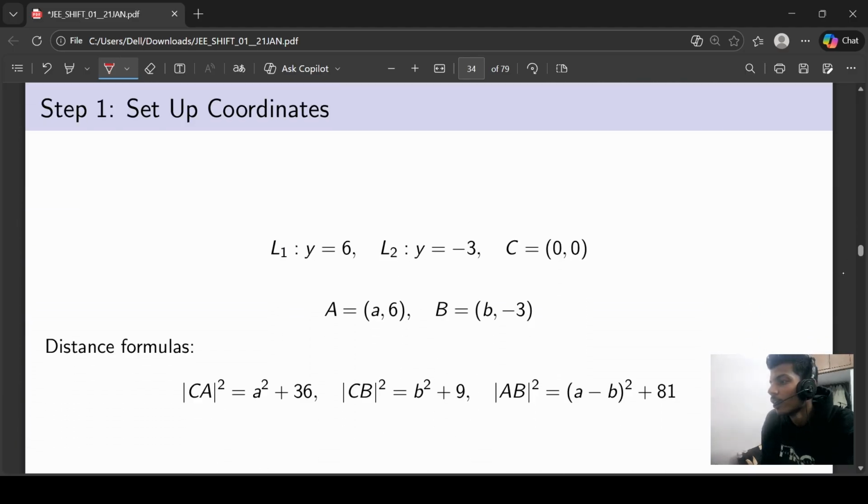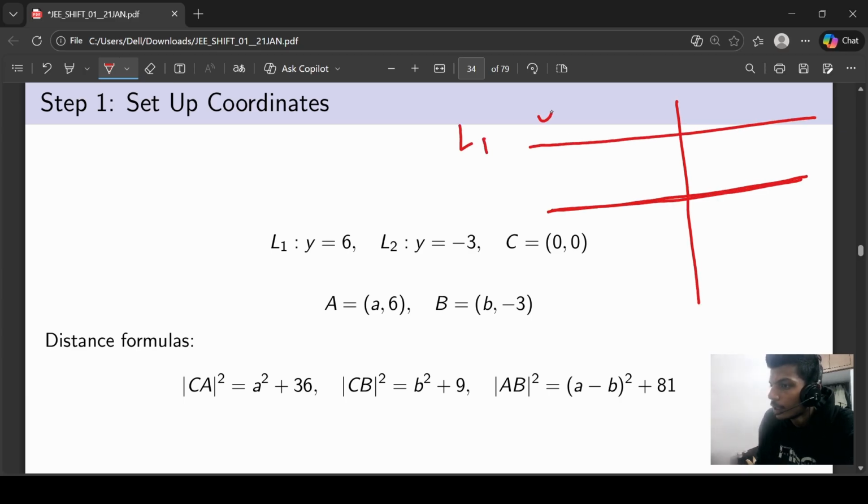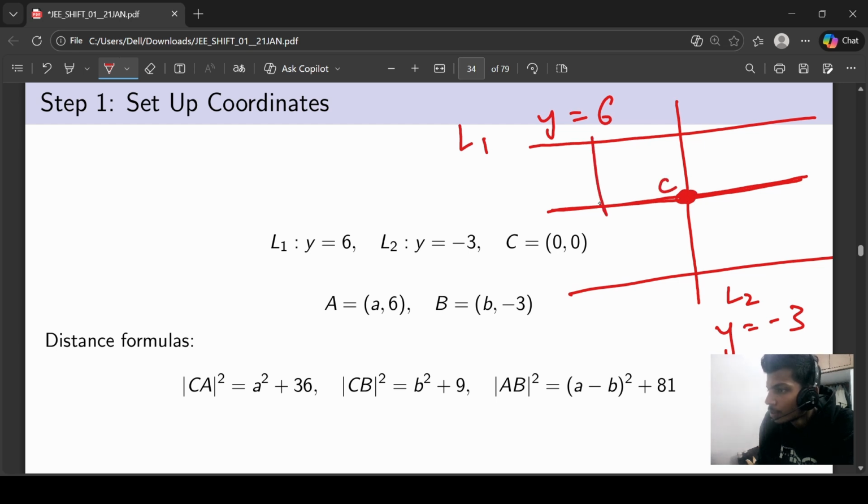What are we going to do? Let's say this is the plot. It will help you understand this question better. Let's say this is line 1, that is y is equal to 6, and this is line 2, that is y is equal to minus 3. This is the point C in between them. The distance from here to here is 6 and the distance from here to here is 3. Let's say this is the point A and this is the point B.